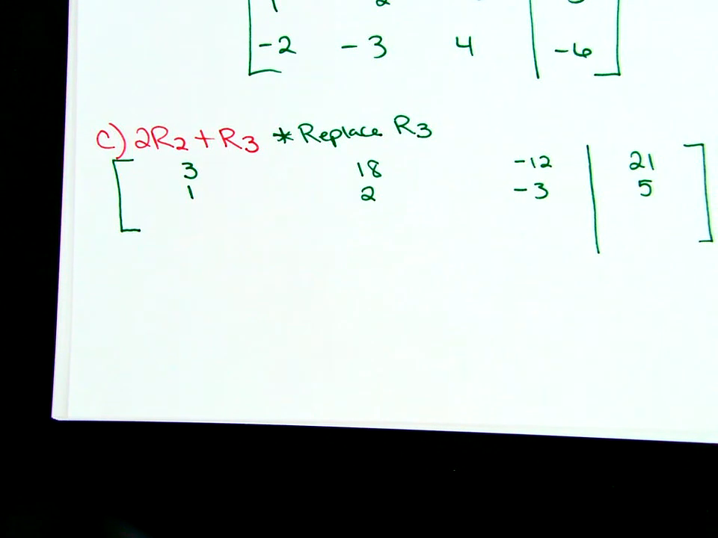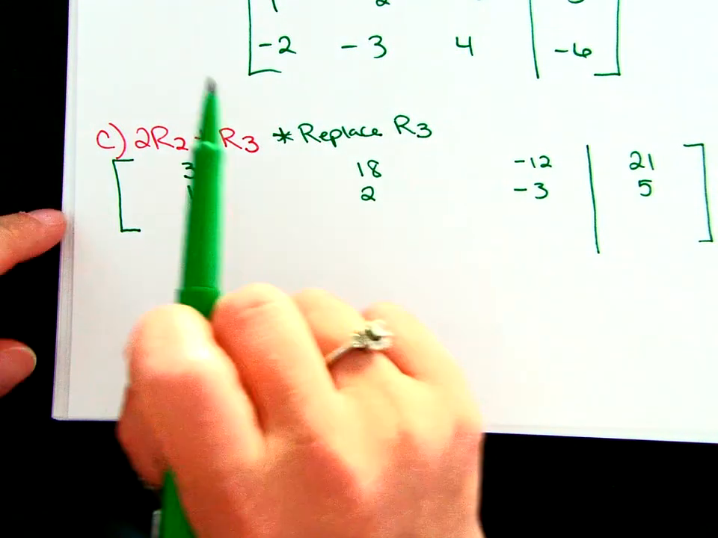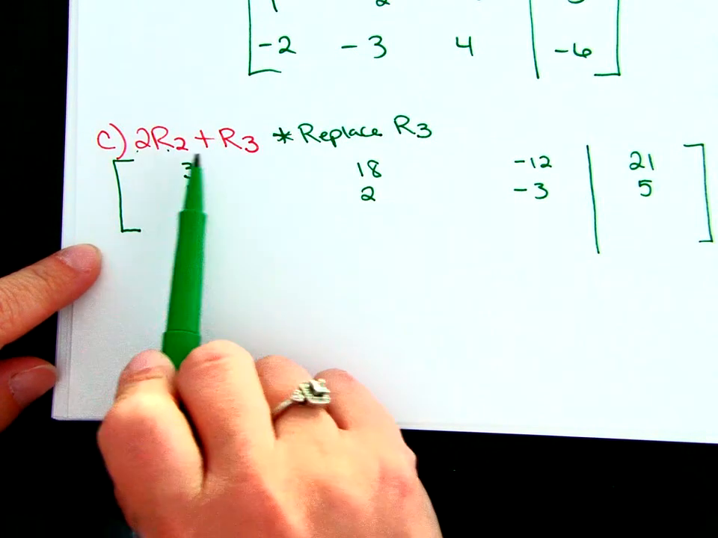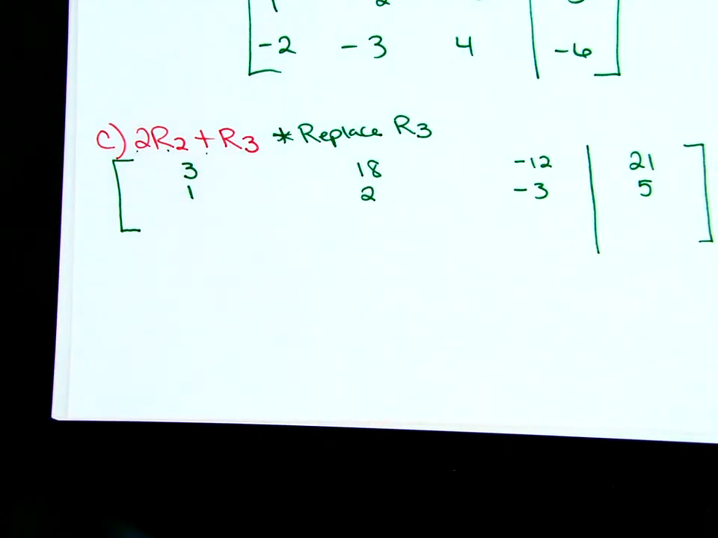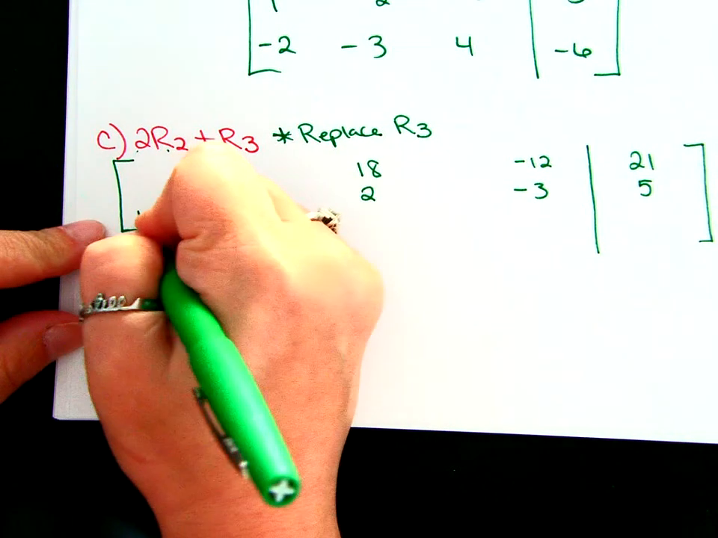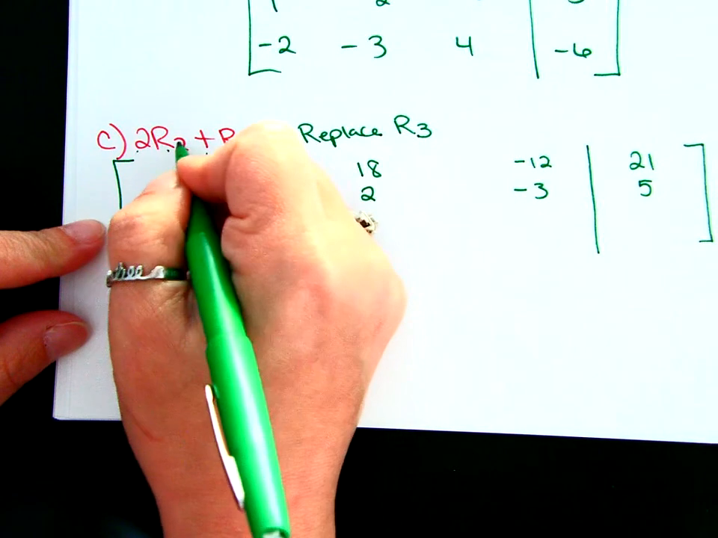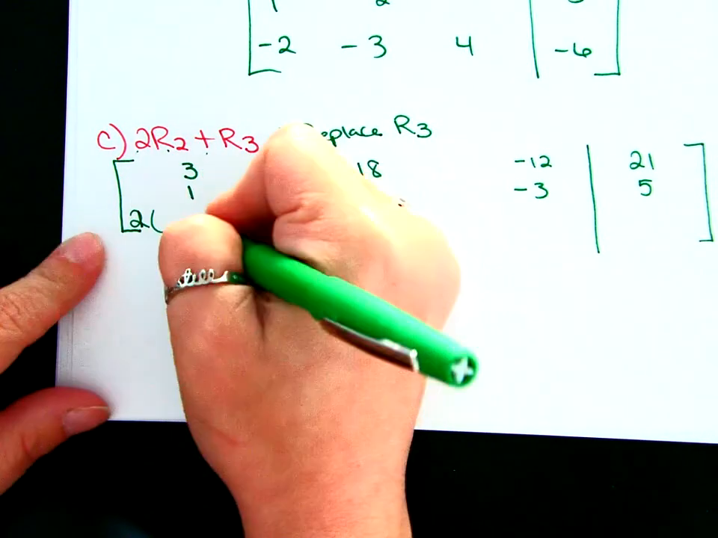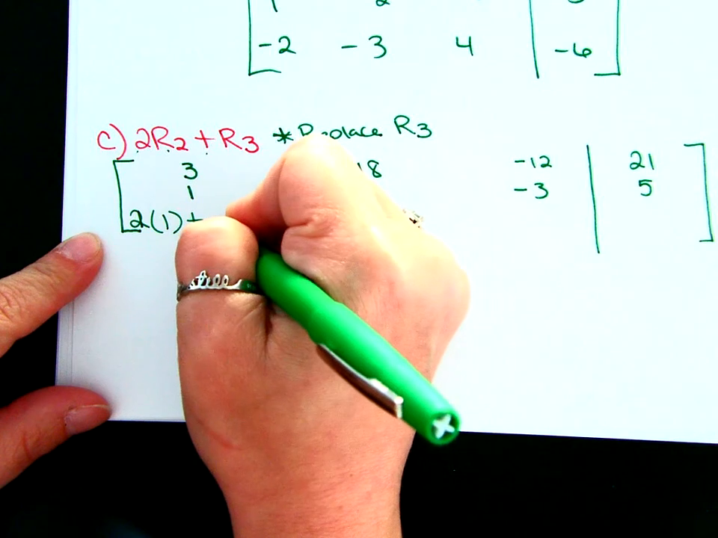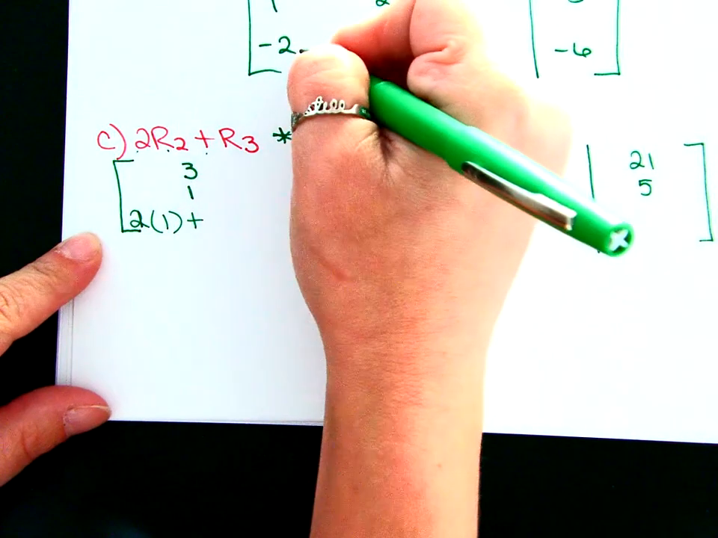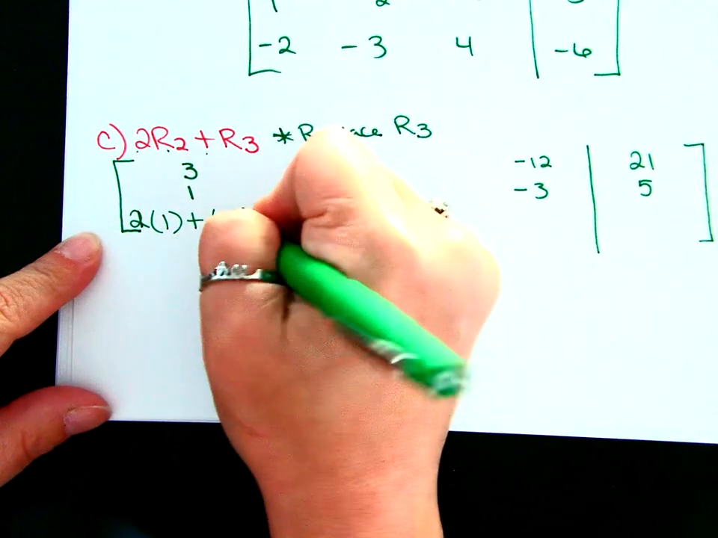So what we're going to do is we're going to take 2 times row 2 and add it to row 3. So I'm going to write out the long version first, and as you get used to this, you won't have to write it out, okay? So I'm taking 2 times row 2. Well, what's in row 2 at this spot? 1. And I'm adding that to what's in row 3 at this spot, which is negative 2. Now that's just for this spot.